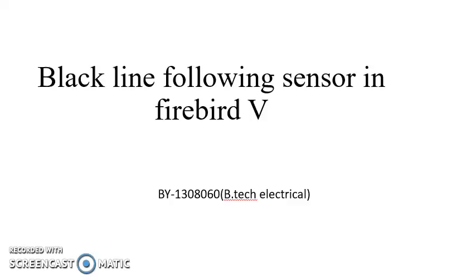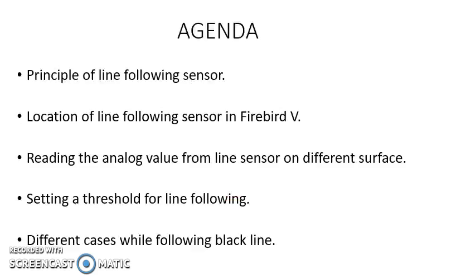Hello friends, we are talking about black line following sensor in Firebird 5. First we discuss some agenda for this tutorial. First is principle of line following sensor, then location of line following sensor in Firebird 5, reading the analog value from line sensor on different surface, setting a threshold for line following, and the last is different cases while following black line.